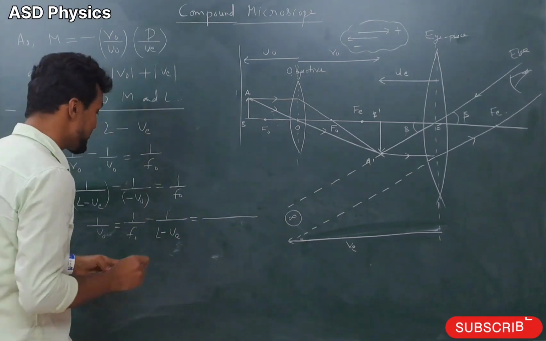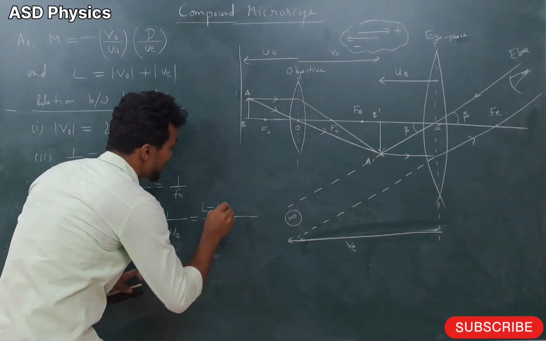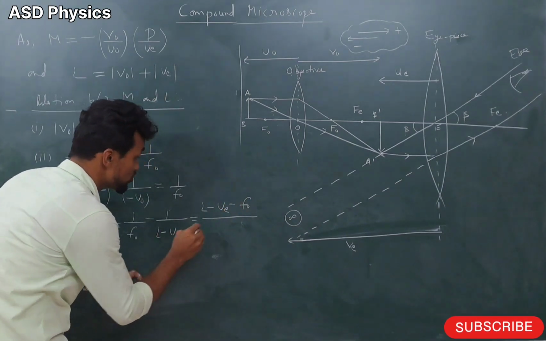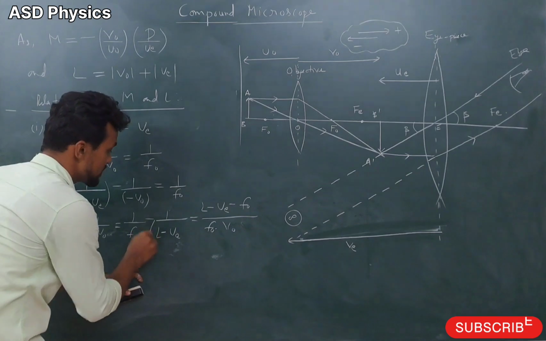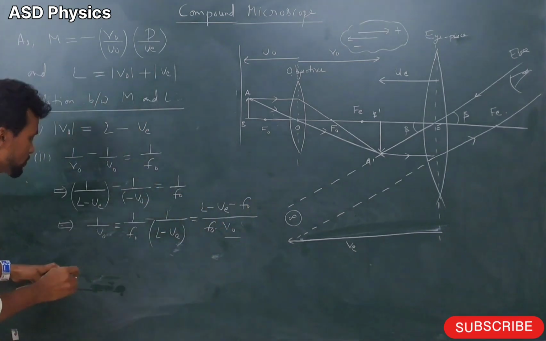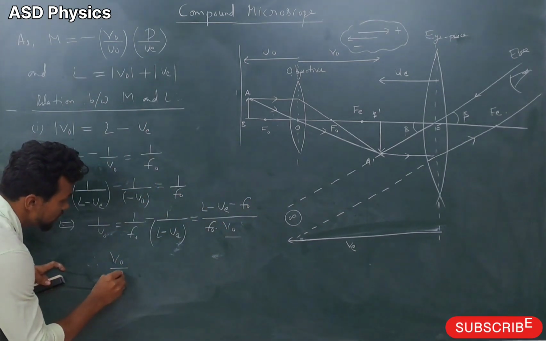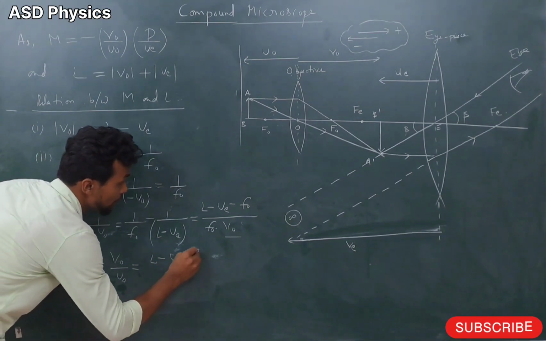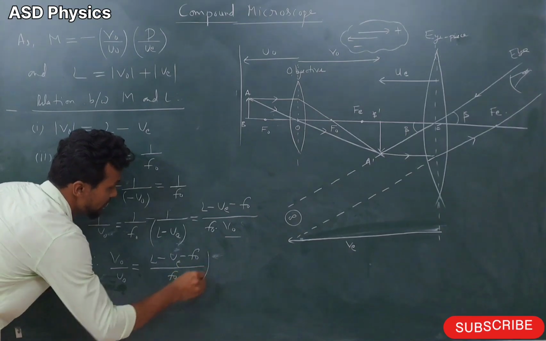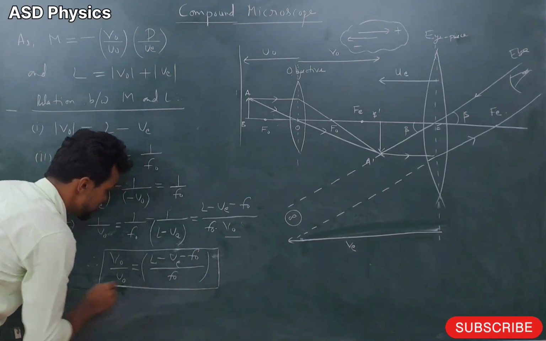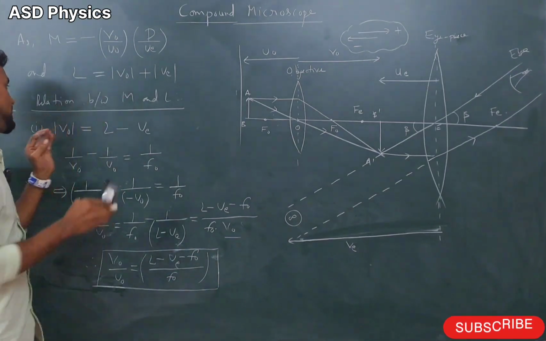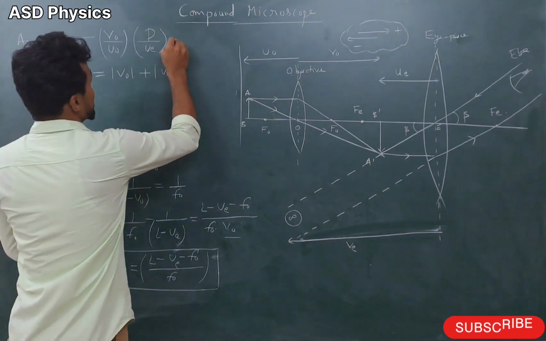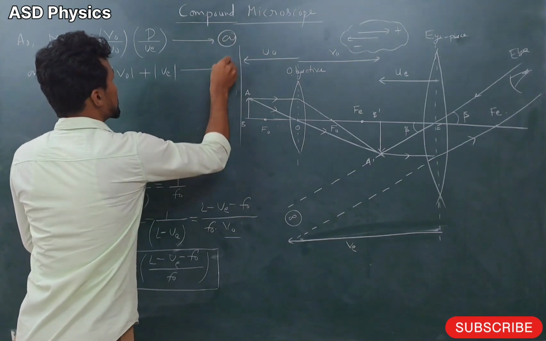Again, if we simplify this, we get L minus UE minus F naught by, what is L minus UE? That is V naught, what I have written here. So what we are getting is this V naught by U naught value: L minus UE minus F naught by F naught. Now this V naught by U naught value I will put in the magnification formula. So one more formula we are getting here. This is one formula we have got.